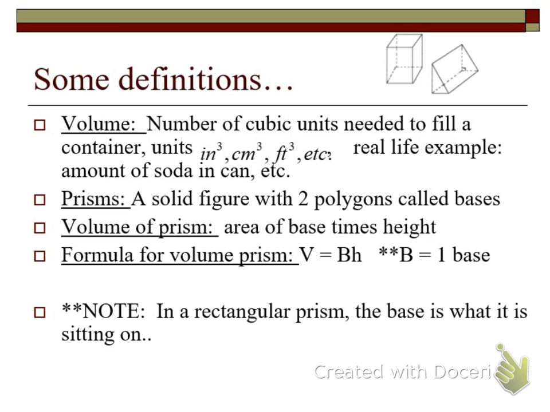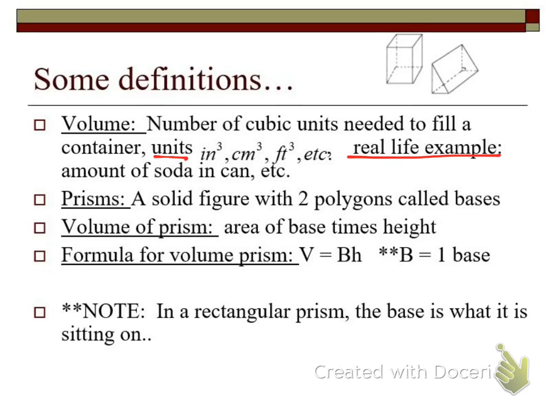All right, we've got some definitions that we need. First, volume. I think most of us are at least roughly familiar with the idea of volume. It's the number of cubic units needed to fill a container. You've got a separate line for examples of units. So inches cubed, centimeters cubed, feet cubed, etc. So pretty much any kind of distance that we could have, we could cube it to have a volume.